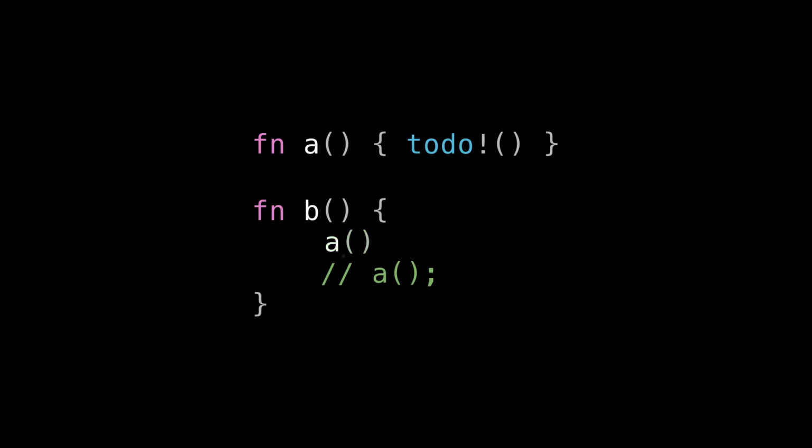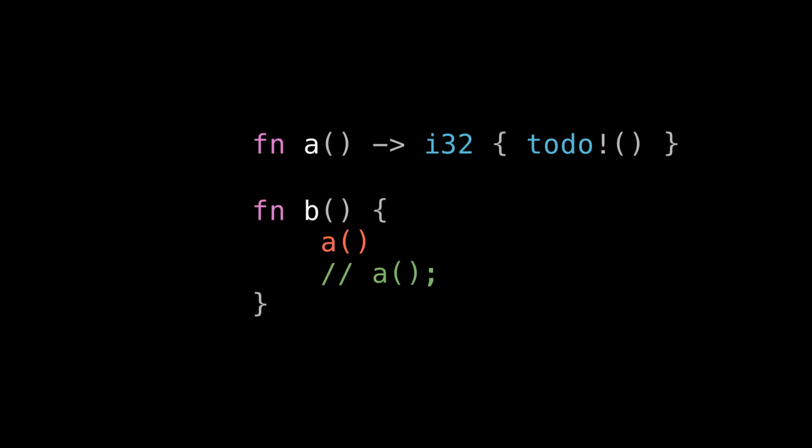Well, if it doesn't, then what B is saying is, I return whatever A returns. And so, I return unit because A returns unit. But if it uses a semicolon, B is saying, I return unit regardless of what A returns. Imagine if the return type of A changed to i32. If B didn't use a semicolon, this would become a compiler error, since the body of B is now returning a different type than its signature says.